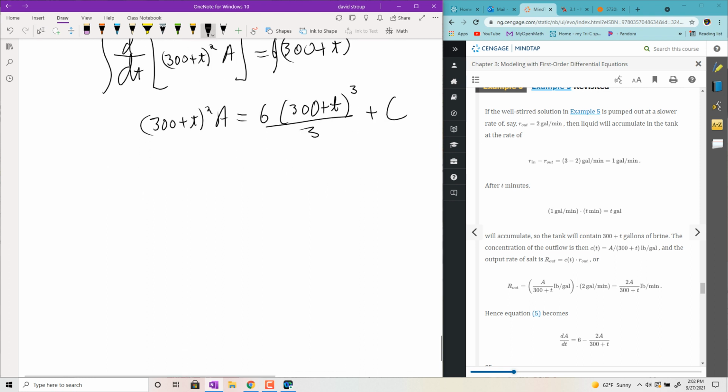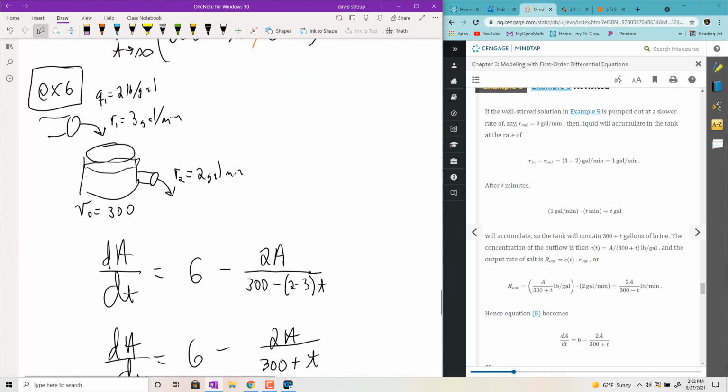Then you want to divide through everything by 300 plus t squared. So you get a equals 2 times 300 plus t, now to the first power, plus c times 300 plus t to the negative 2 power. Then you could use the initial value to solve for c.